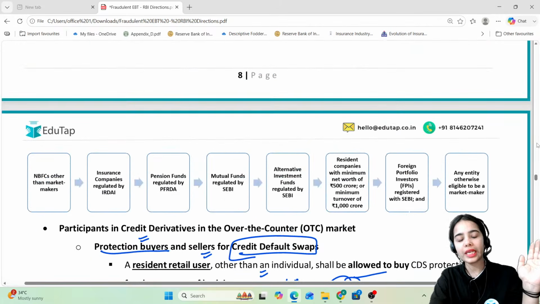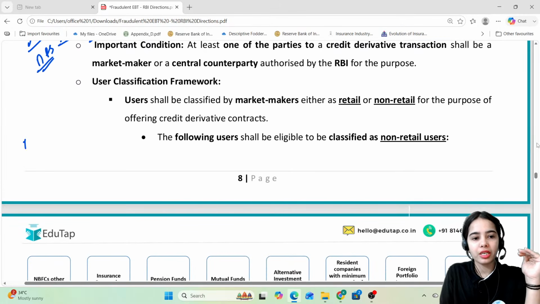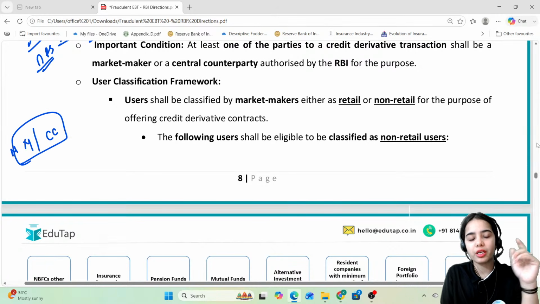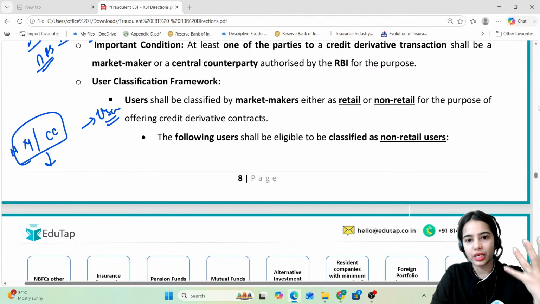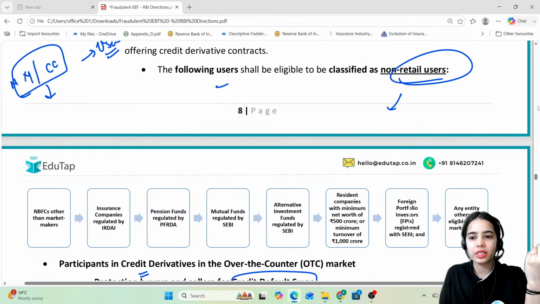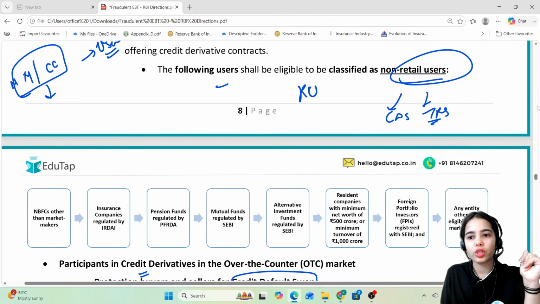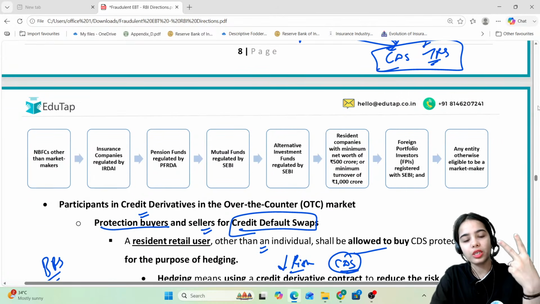So in case of the CDS and TRS, these are the market makers. Or there should be the central counterparty, that should be one party, and the other party can be users. So at least one party should be a market maker or the central counterparty. The users can be retail users for the credit default swap and the total return swap, or the users can be non-retail users. So they can use this credit default swap and the total return swap.